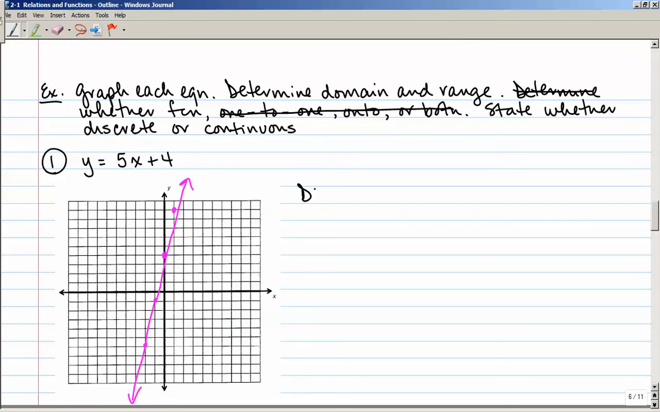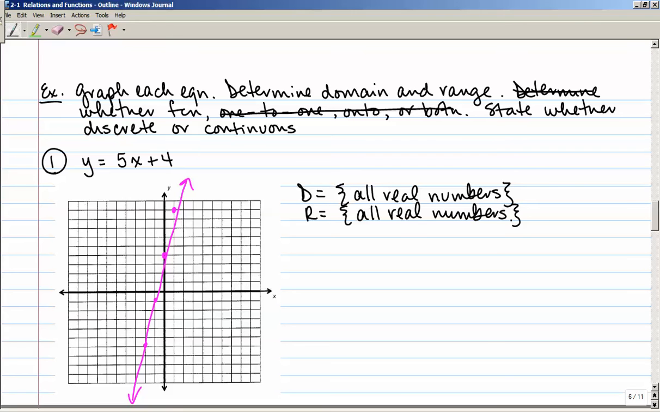Oh, let's do domain and range first. So my domain, since this is a straight line, my domain is all real numbers. Because x can be any value. And my range is also all real numbers, because y can be anything as well. And here's just a little bit of a hint. This is going to be true for every non-vertical line. So for every line except for a vertical line, and we'll talk about that in just a minute, this will be true. The domain and range are going to be all real numbers.